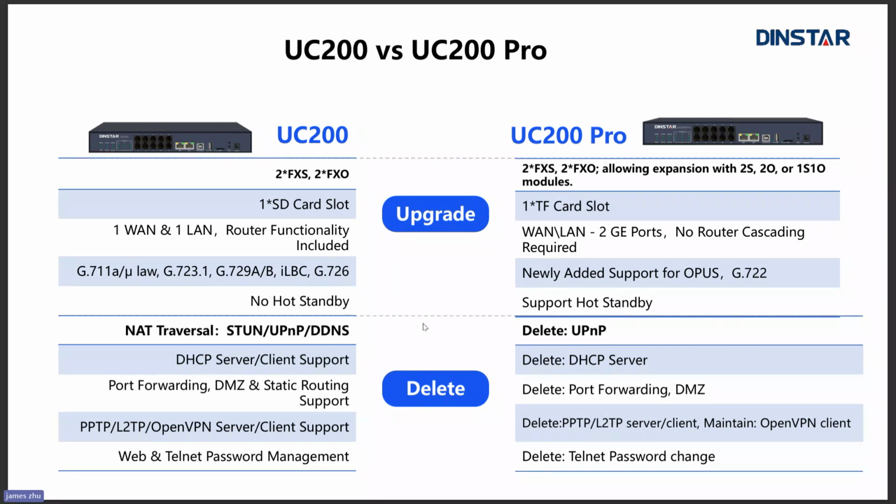Here we have a comparison table. For example, if you bought the UC200 model and now we update to the UC200 PRO version, we can see the difference here: the FXO and FXS are updated, storage is updated, and the LAN port is also updated, and there are more codecs here. Of course, we also support the hot standby model. It's quite useful for the enterprise level PBX. And then we also removed or deleted some features. Please make sure you understand that. If you don't understand, please consult or ask our technical staff.